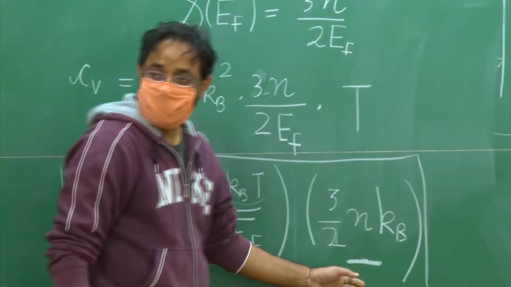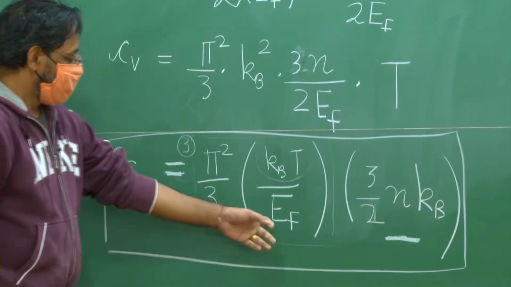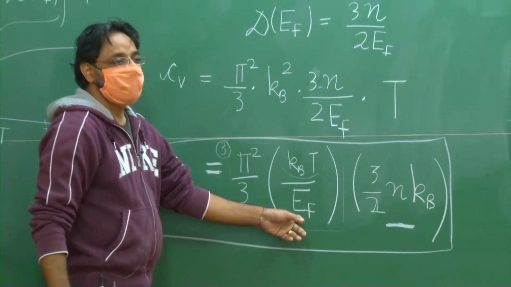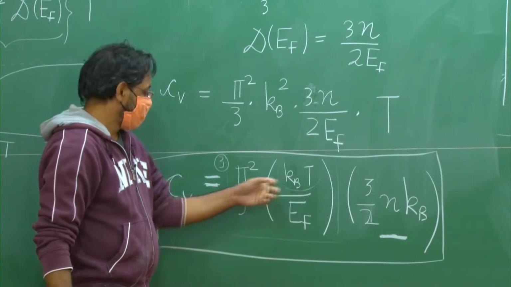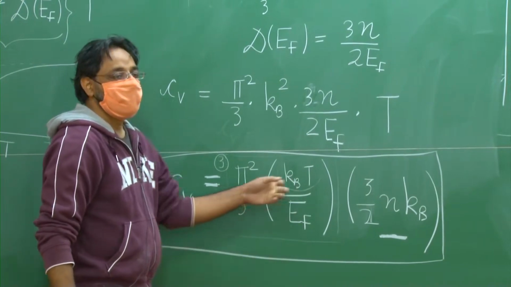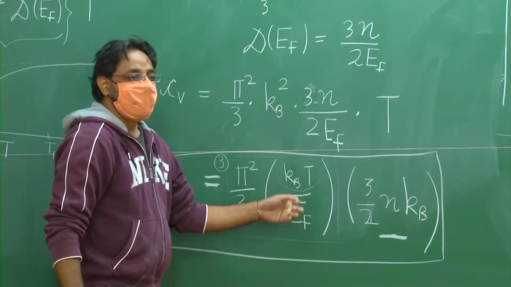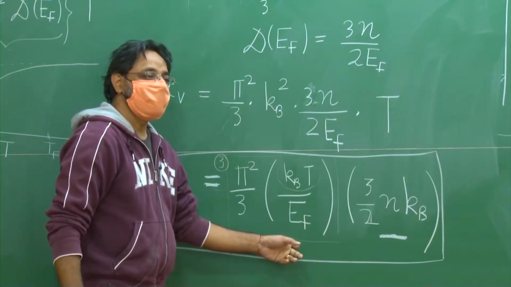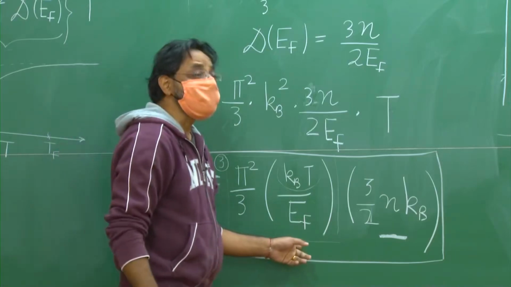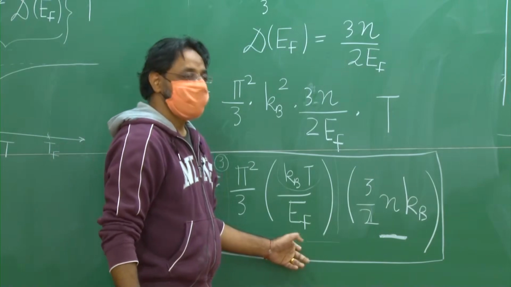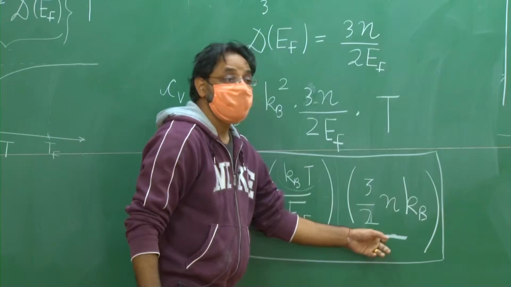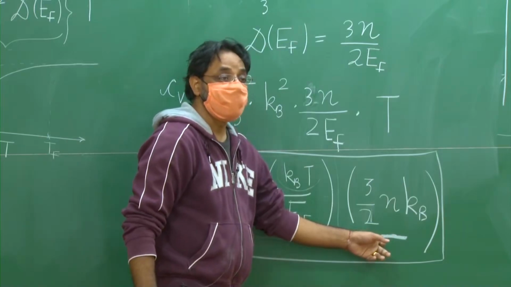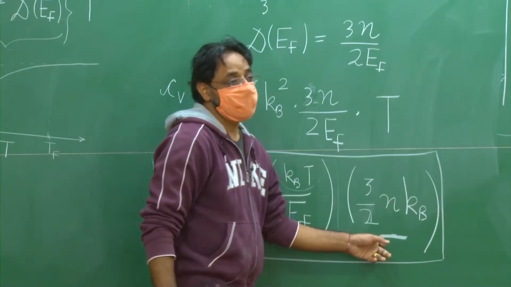Is this clear to you? For instance, for sodium, the denominator will be 37,000. The numerator at room temperature will be 300, and this factor is 3. So, in the numerator you have 900, in the denominator you have 37,000. So, that is how small the electronic specific heat in sodium is compared to the classical value, even at room temperature. This was my aim.